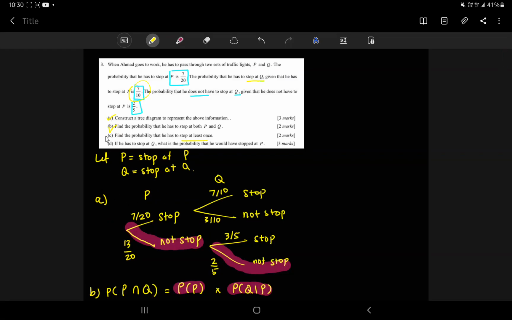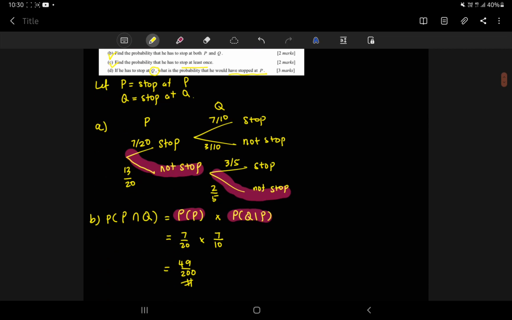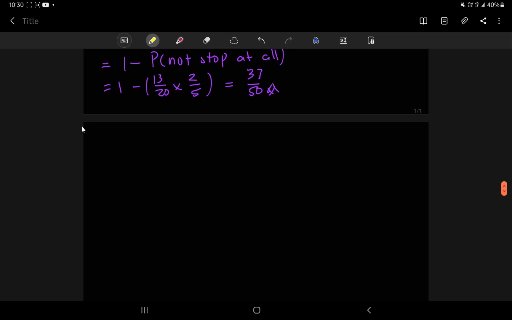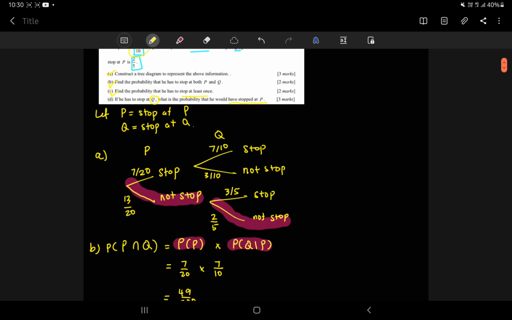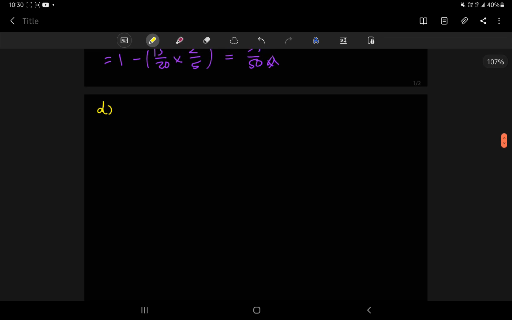Alright, so continue to the next question, D. Given that he stopped at Q, what is the probability that he would have to stop at P? This is conditional probability. Translated into mathematical form, it is the probability of stop at P given he stops at Q.